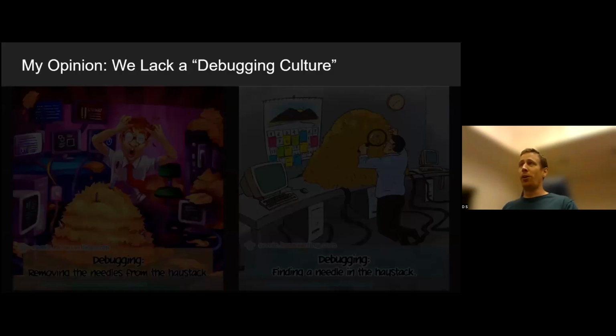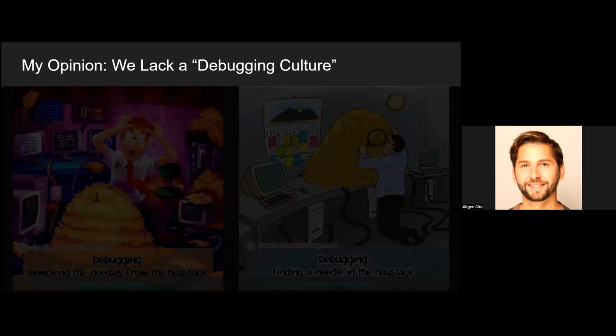All right. Another issue is, of course, why is this not improving? That's a lack of debugging culture. We don't really talk about debugging, right? When do we ever talk about debugging? I'm not sure. Do you have a course on debugging in your university, Jürgen? Yeah, we have no explicit course on debugging. No.